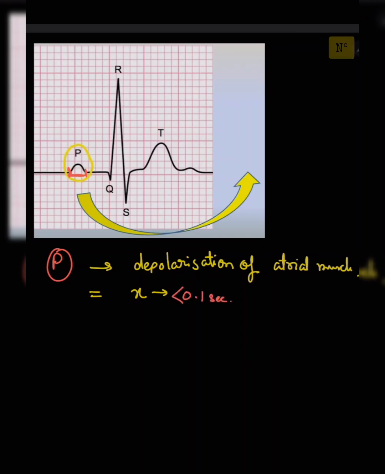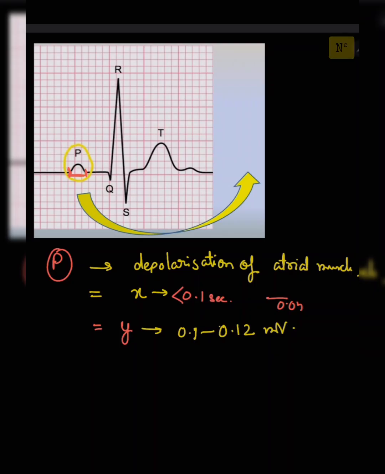It could be like 0.08 or 0.06. I told you the time to travel one small square is 0.04 seconds, so it could be like two small squares or 2.5 small squares. Then the amplitude, that is the y-axis, is usually 0.1 to 0.12 millivolt.